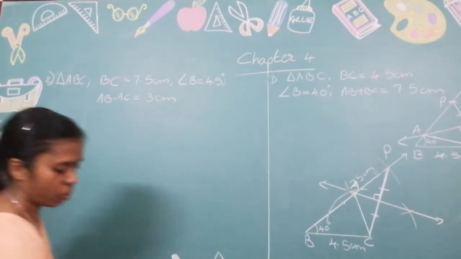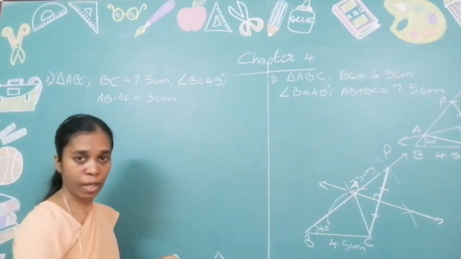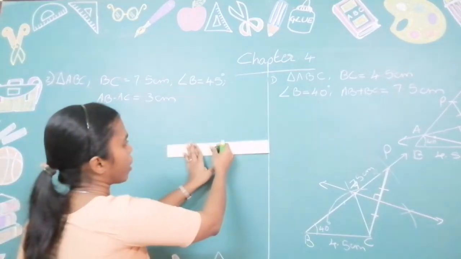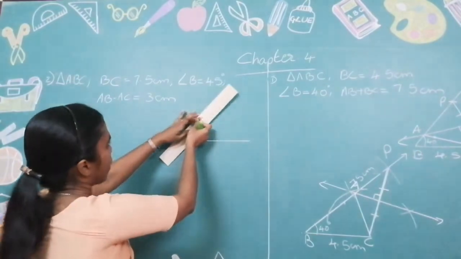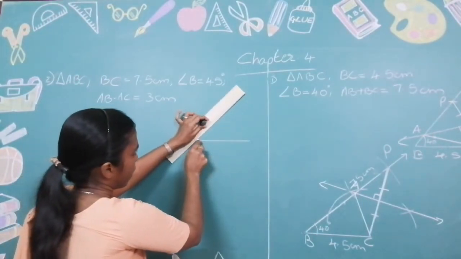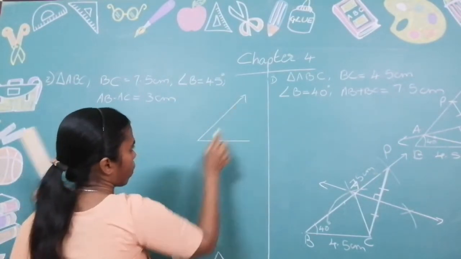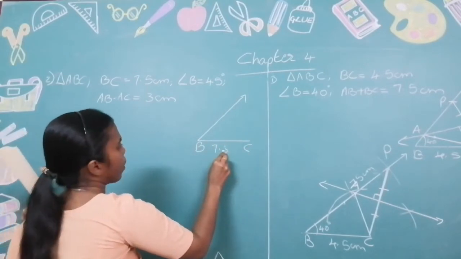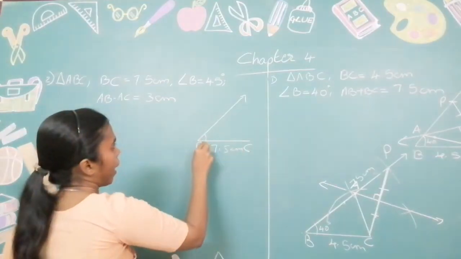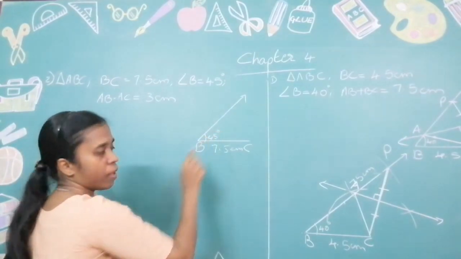Similar to last time, first is always a rough diagram. So if you are drawing a rough diagram, draw the base. Again, 45 degrees will be more or less like this. The base was BC, 7.5 centimeter. Angle is 45 degrees.